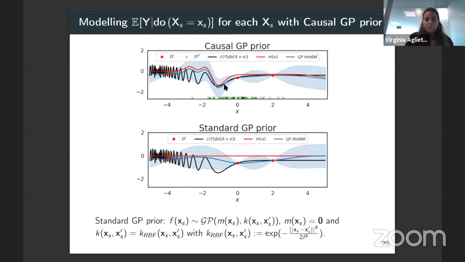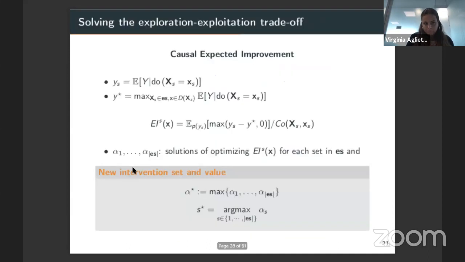This is very good compared to what you would get using a standard GP prior. So this in blue in this plot is the posterior distribution that you would get by placing a standard prior on the expected y given do of x. And you can see how now the GP would just smooth over the three data points that we have observed because we have not integrated the observational information.